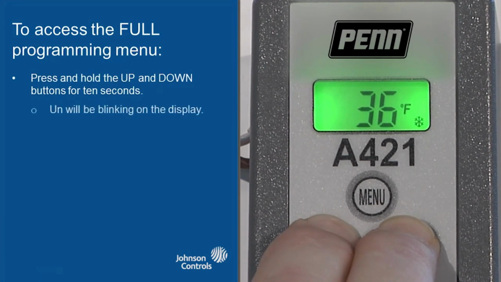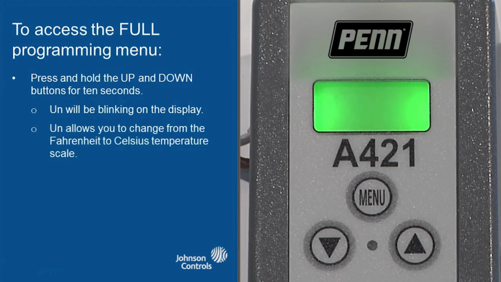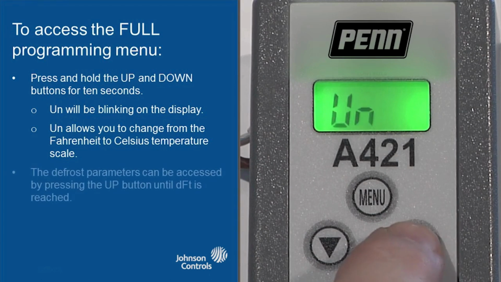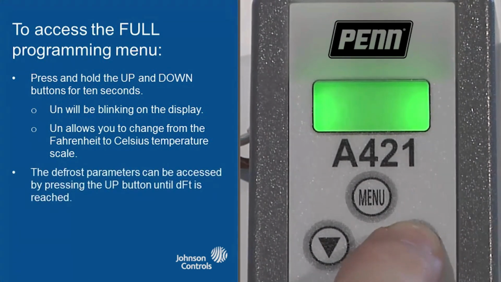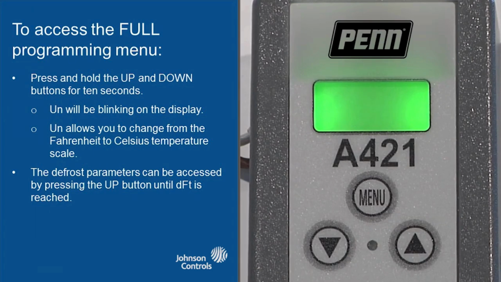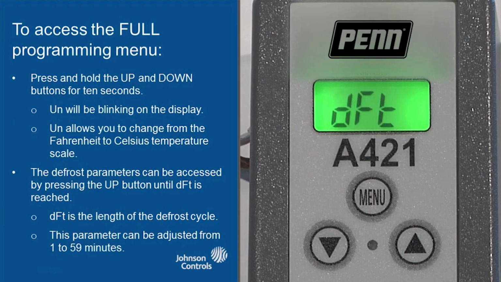UN will be blinking on the display. UN allows you to change from the Fahrenheit to the Celsius temperature scale. The defrost parameters can be accessed by pressing the up button until DFT is reached. DFT is the length of the defrost cycle. This parameter can be adjusted from 1 to 59 minutes.